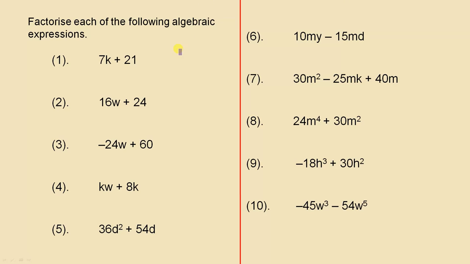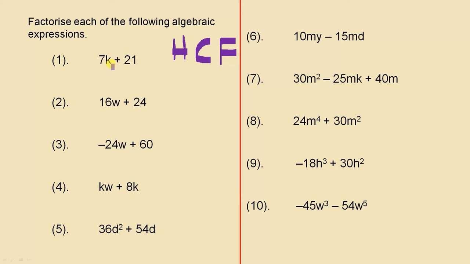So let's see what's required. Factorise each of the following algebraic expressions. So here's our algebraic expression. This particular one has two terms. The lesson tells us that we need to find the HCF of 7k and 21. That's in this particular example.